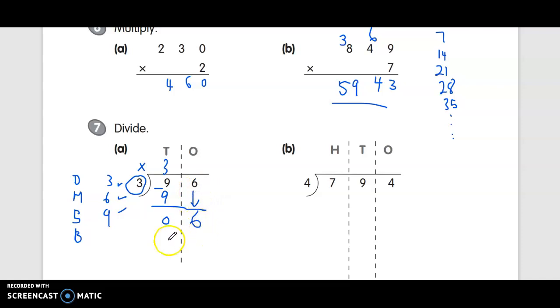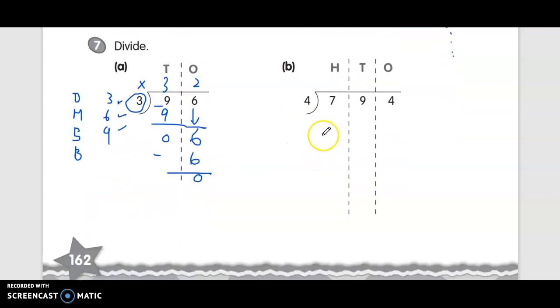So same thing, repeat the order again. 6 divided by 3. 1, 2. And then 2 times 3 is 6. Sister, subtract. Anything to bring down? Nothing. So no remainder. Okay, the quotient is 32. Answer is 32. Okay, now let's move on to 3 digit.